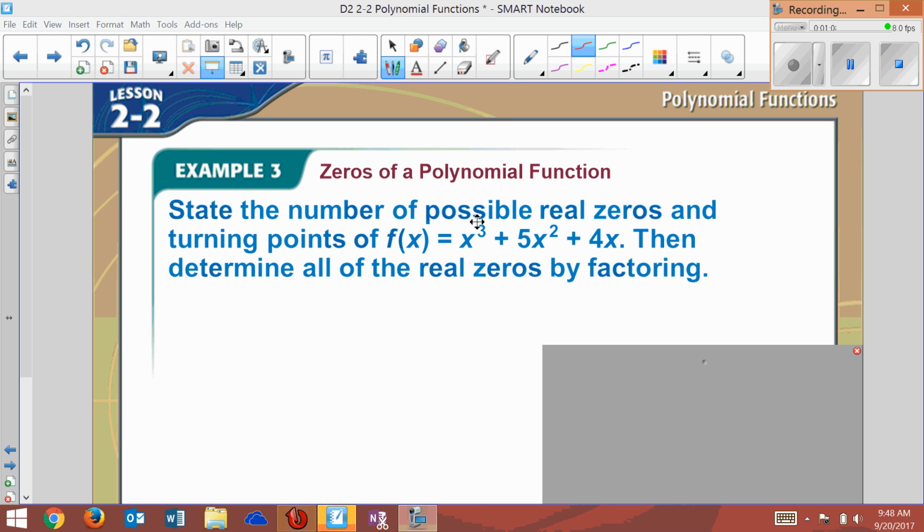Again, we look at our degree, and we could come up with a shape and all that like we just did. But since we know it's an upward-facing S curve because it's positive and it's the third power, there's at most 3 zeros and 2 turning points.